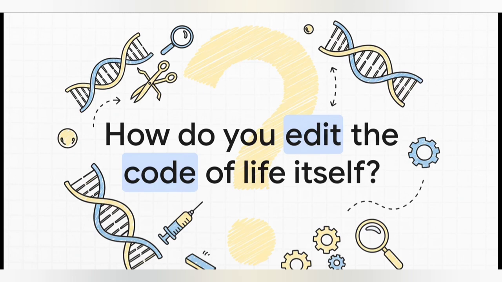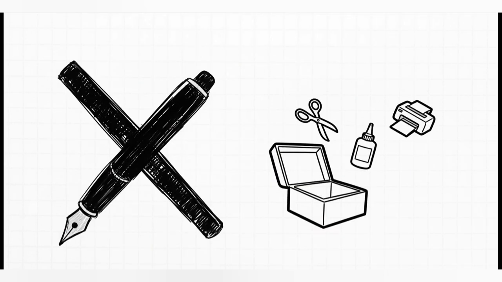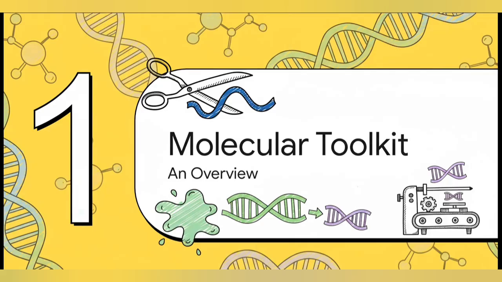And the key to it all isn't some supercomputer or a high-tech laser. Nope. The answer was found right where life began, inside living cells themselves. That's right. To edit the code of life, you don't use a pen. It turns out nature has already built this incredible toolkit for us, a whole set of microscopic machines, each one designed for a super specific job, cutting, pasting, copying, and tweaking DNA with just unbelievable precision. So, let's open up this molecular toolkit, shall we?